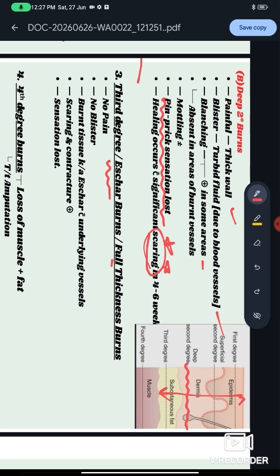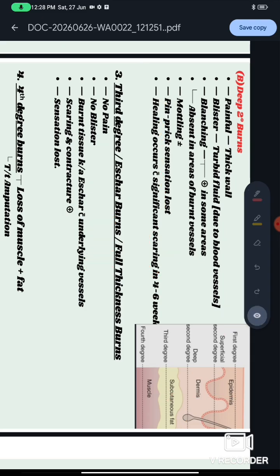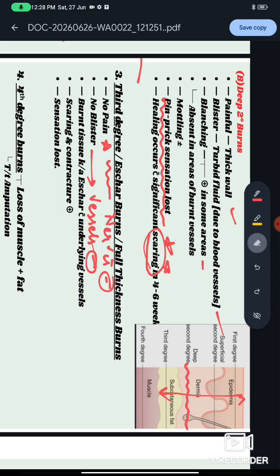There is no pain. Completely painless. Why? Because nerves are lost. Nerve endings are totally damaged. So there is no sensation. There is no blister formation because vessels are completely damaged and disintegrated. There is formation of a burnt tissue known as eschar. This is again very important.